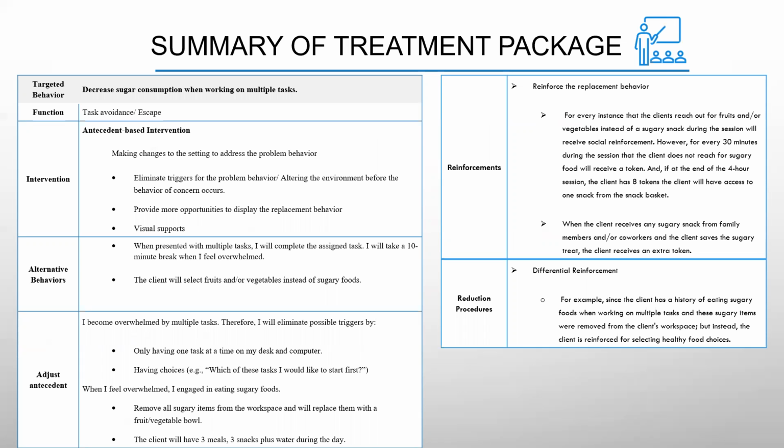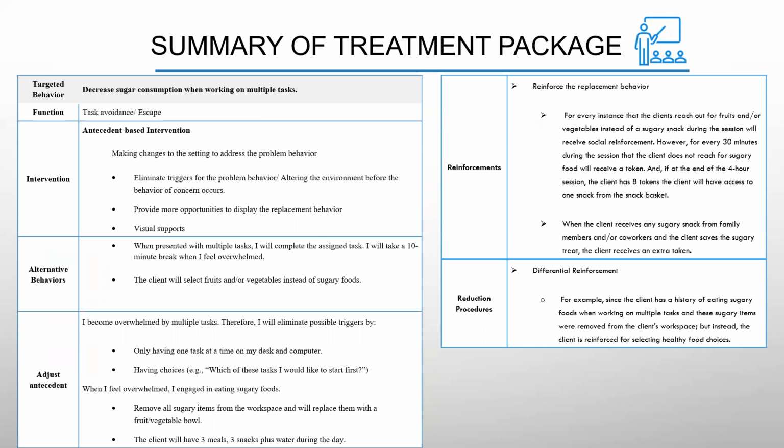So the treatment package. The target behavior is to decrease sugar consumption by working on multiple tasks. The function of the behavior is task avoidance and escape. The intervention is antecedent-based intervention, making changes to the setting to address the problem behavior, eliminating triggers for the problem behaviors, and providing more opportunities to display the replacement behavior, and having visual support.